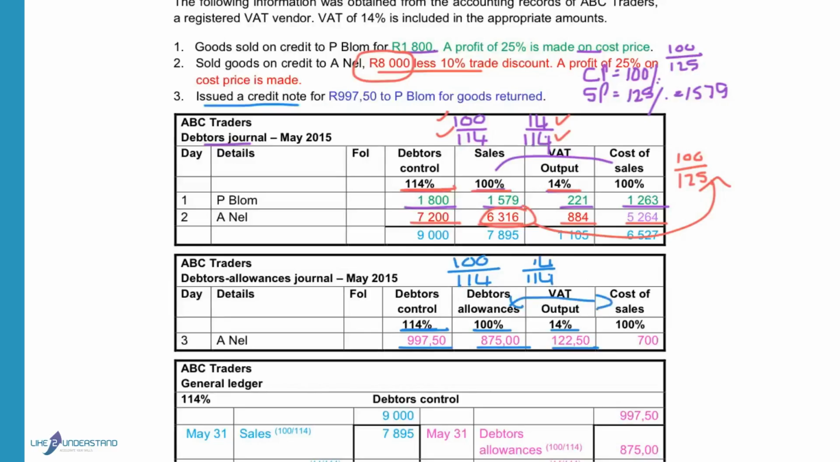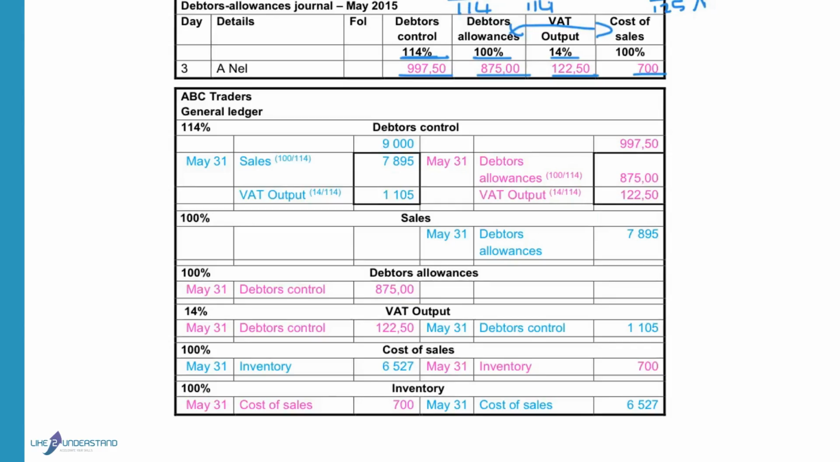A profit of 25% on cost price was maintained. So to calculate the cost price, we will take 100, the one that we want, divided by the 125 sales price, and we will calculate that on the 875. That means the debtors allowance figure excluding the VAT, and we will get 700 Rand.